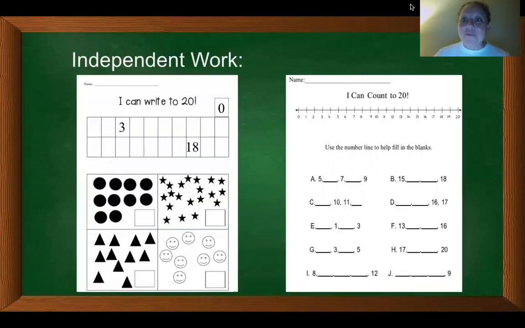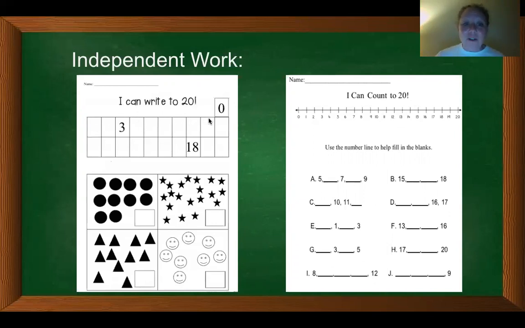It is time for your independent work. You have 2 pages today of independent practice. On the first page, right here, it says, I can write to 20. So you've got a number grid with some of the numbers filled in. You have to fill in the rest. It starts with the number 0 here. What number is going to go in this blank? That's right. The number 1 is going to go here.